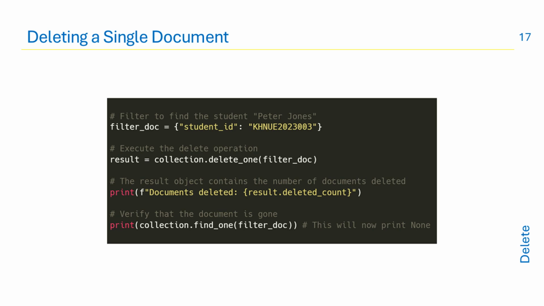In our example, we are targeting the student with the student ID K2023003. We pass this filter to delete one. The operation returns a delete result object, and we can check its deleted count attribute to confirm whether a document was found and deleted. It will be 1 if the operation was successful, and 0 if no document matched the filter. To be absolutely sure, we can try to find that same document again, and as expected, the result will now be none.